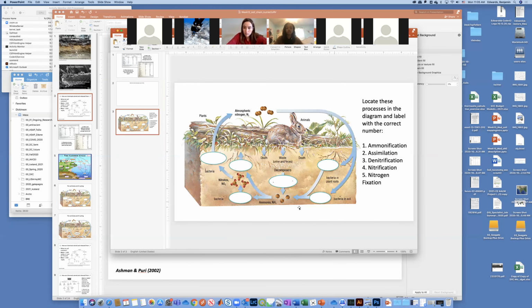And then finally, the second cycle that I find probably people aren't quite as familiar with is the nitrogen cycle. And maybe in a biology class you talk about this, but typically this is a cycle that's not talked about as much as the carbon cycle. And so for this diagram, what I want you to do is you can look up online or in a textbook what these 5 processes are. And then I want you to number these blank ovals with the numbers that correspond to the appropriate process.